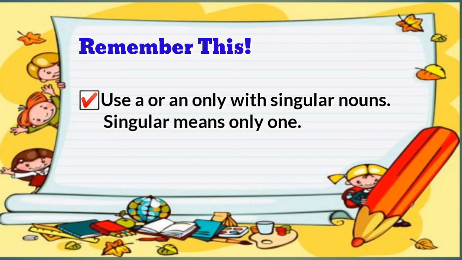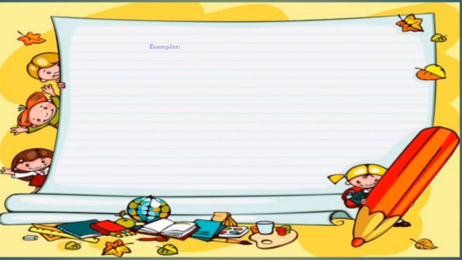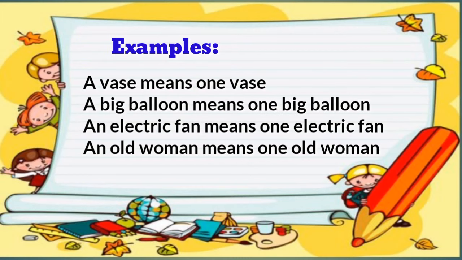Kids, remember this. Use a or an only with singular nouns. Singular means only one. Examples: a vase means one vase. A big balloon means one big balloon. An electric fan means one electric fan. An old woman means one old woman.